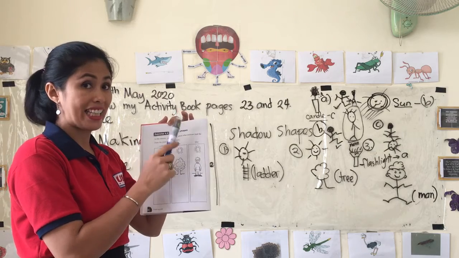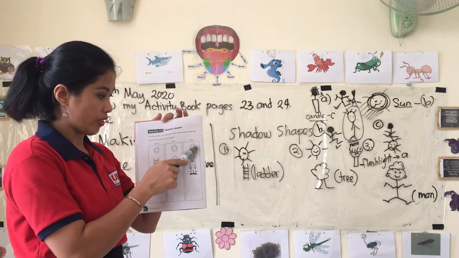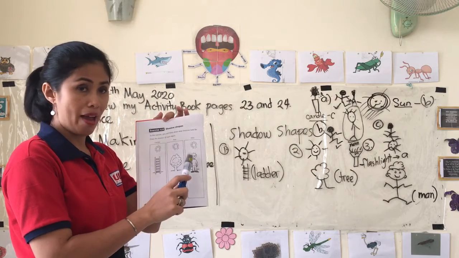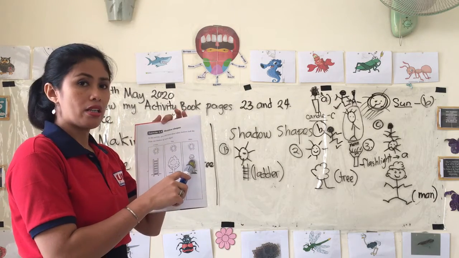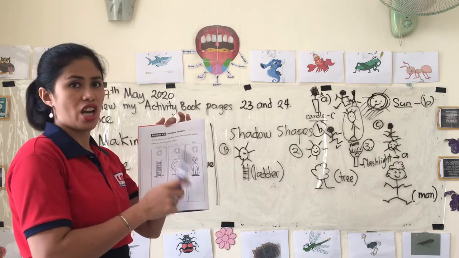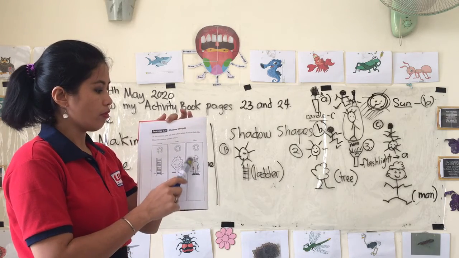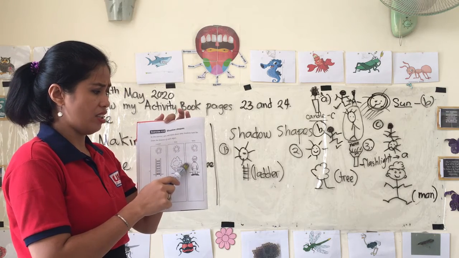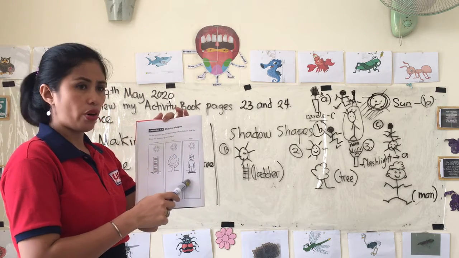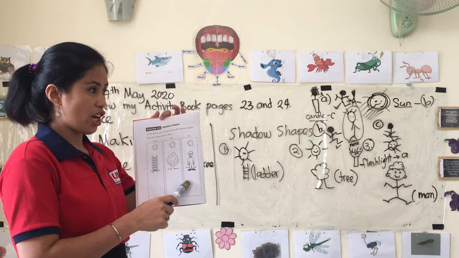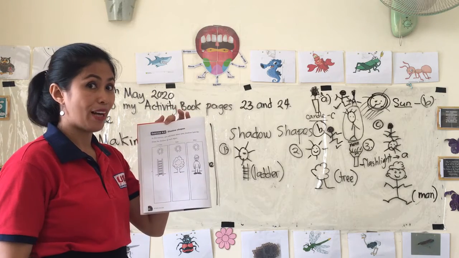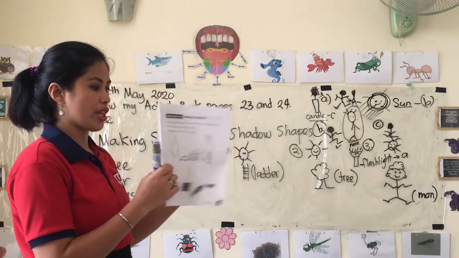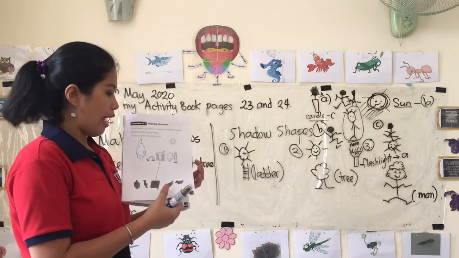How about this? Again, the source of light is sun. The sun is over here. The position of the sun is here. The object, which is a man, is here. So where will the shadow be? Over here, over here. The shadow of the man will be here, here, here, or here. So again, you are going to answer this. It's very easy.